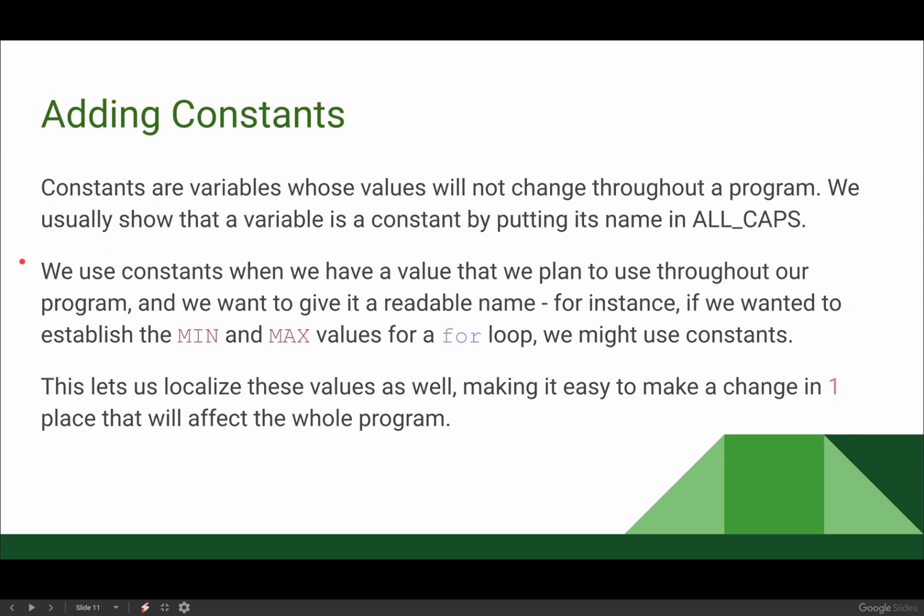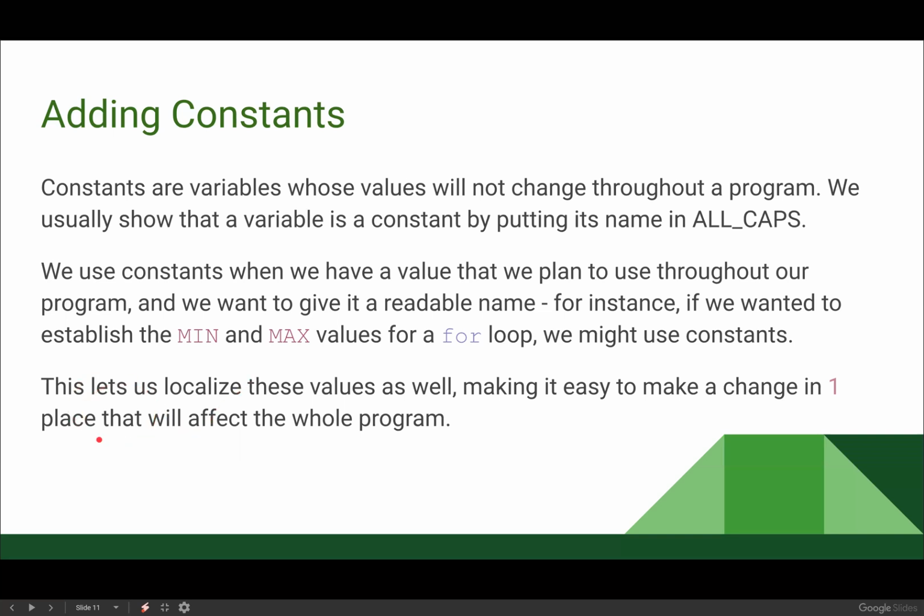We use constants when we have a value that we're planning to use throughout our program, and we want to give it a readable name. So if I have a number that I'm going to loop to a bunch of times, I can make some max value, and then instead of just having that one number, I can use that max constant anywhere I would use that number, and it'll operate the exact same, but it reads a little bit more clearly.